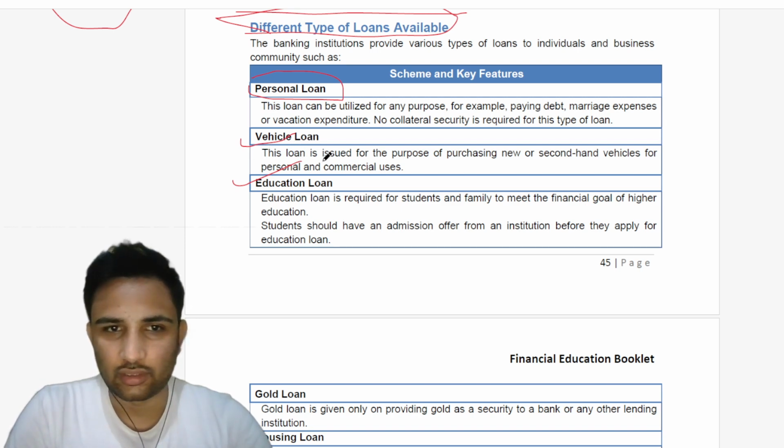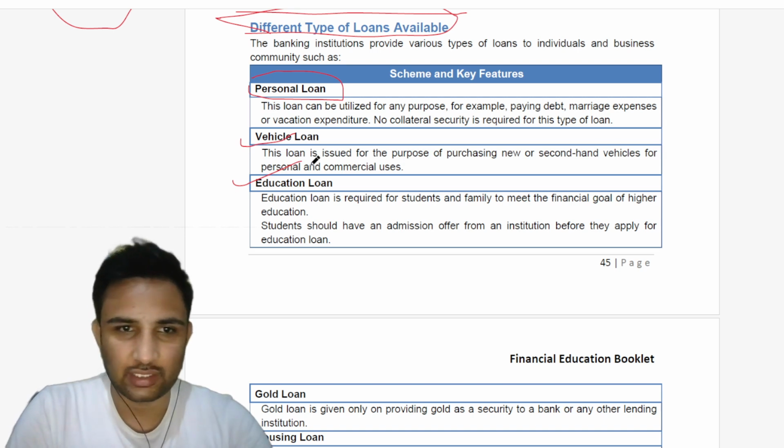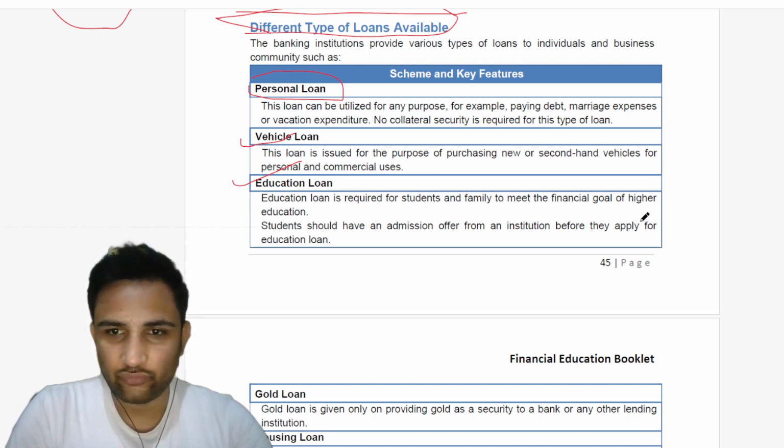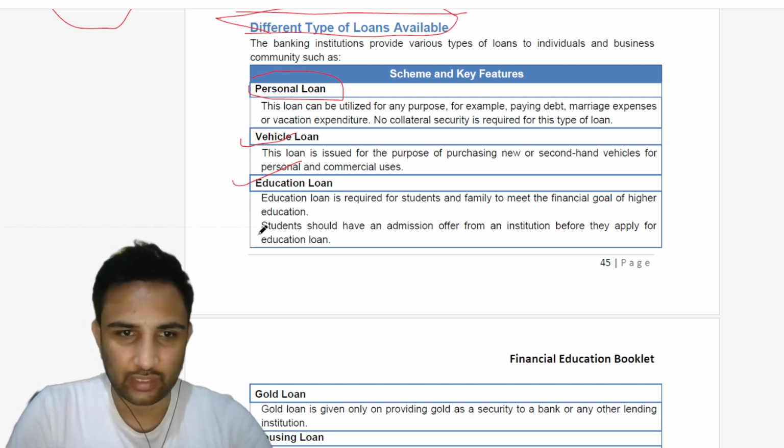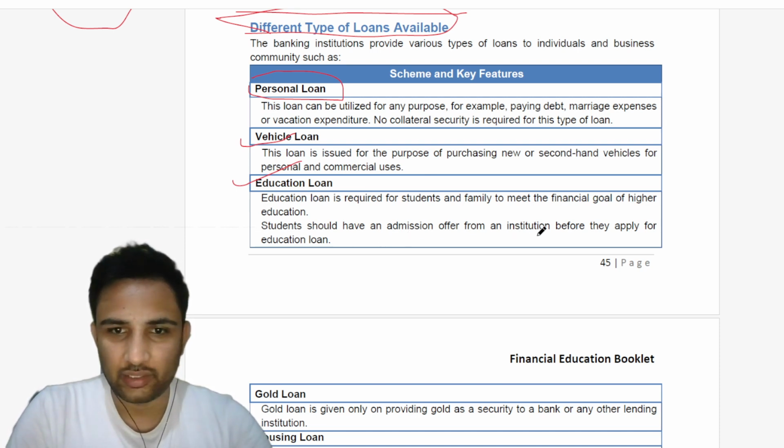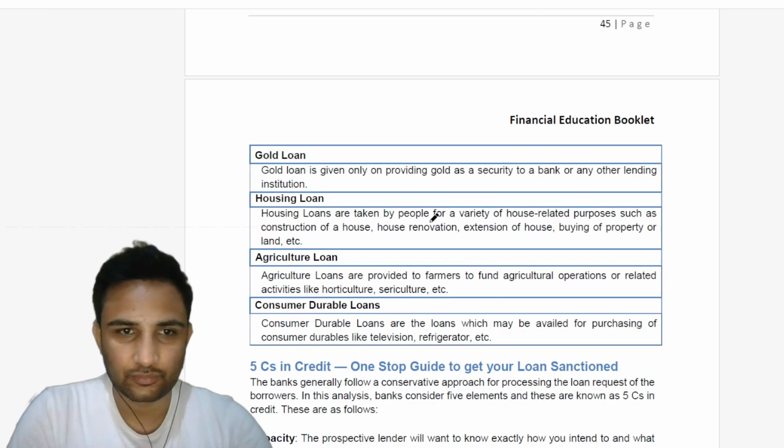Vehicle loan. This loan is issued for the purpose of purchasing new or second-hand vehicles for personal and commercial uses. Education loan. Education loan is required for students and family to meet the financial goal of higher education. Students should have an admission offer from an institution before they apply for education loan.